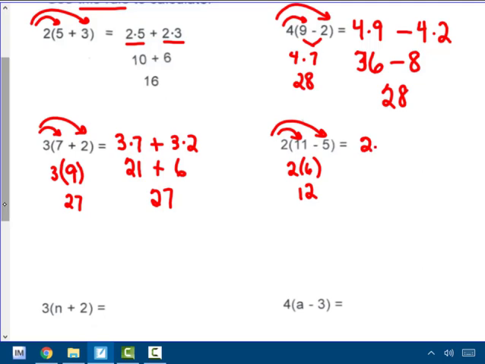2 times 11, I'm going to show the steps, minus 2 times 5. 2 times 11 is 22. 2 times 5 is 10. 22 minus 10 is 12. Well, we knew it was going to be that.